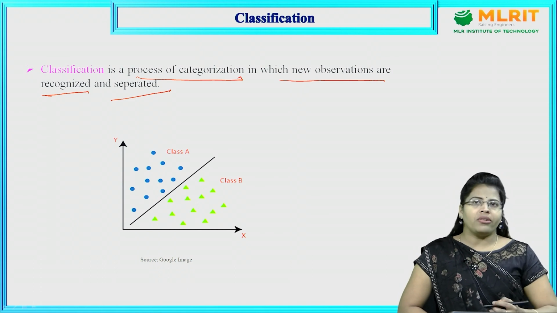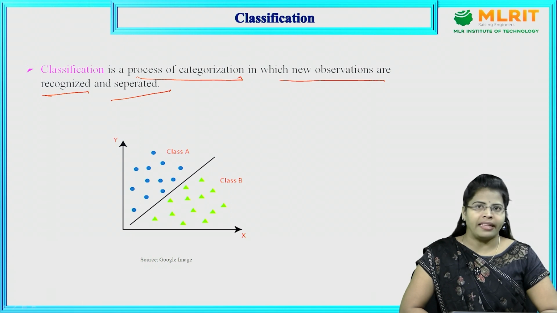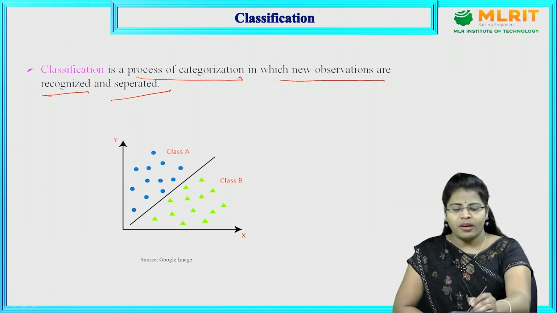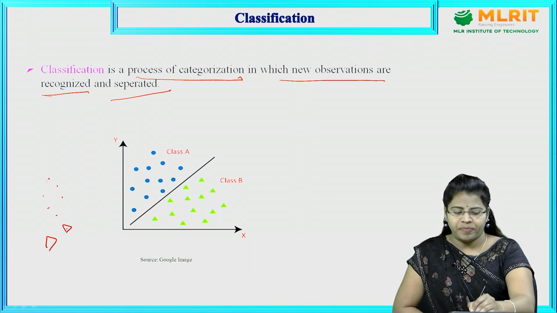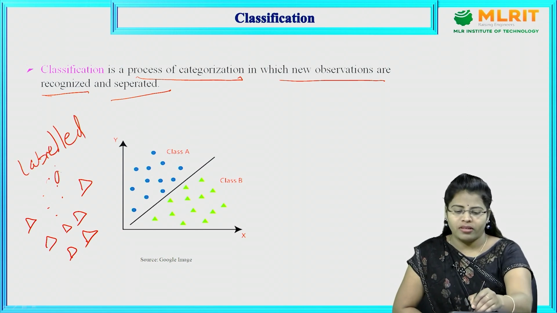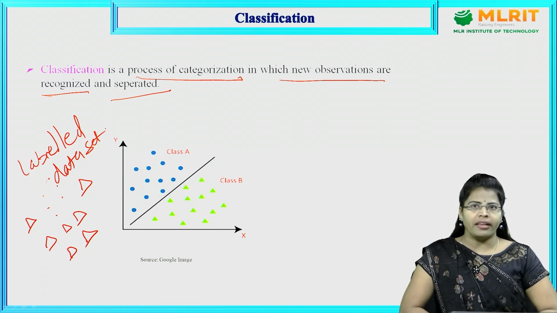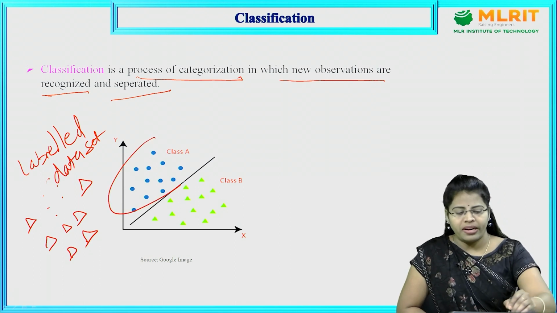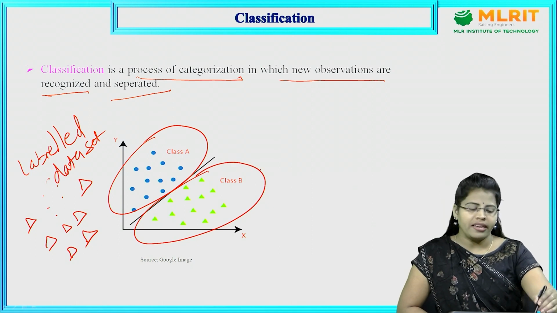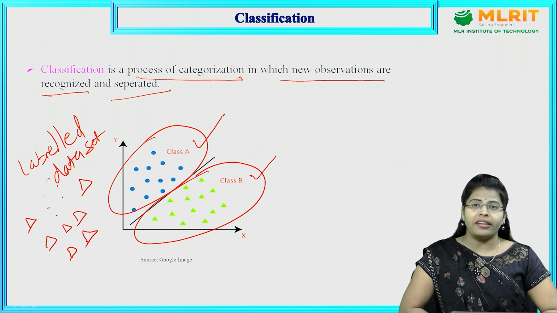Next, classification is a process of categorization in which new observations are recognized and separated. I already told you, the classification output will be yes or no, true or false, like that. So whenever we give a mixed type of data, like a labeled data set, to the machine learning model, it is going to predict the output, as it is divided into class A and class B. That is two classes, class A and class B. That comes under classification.